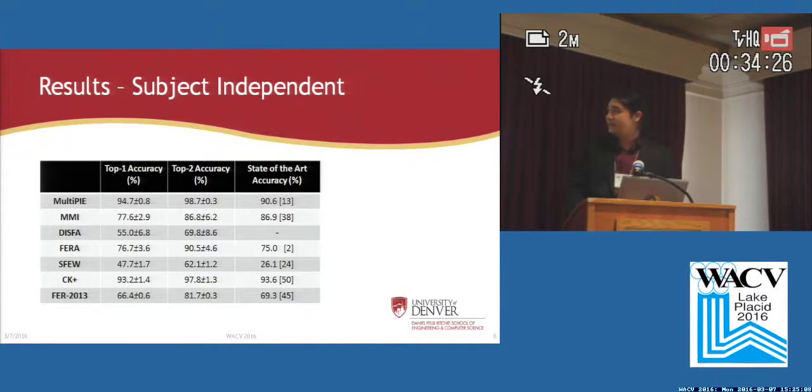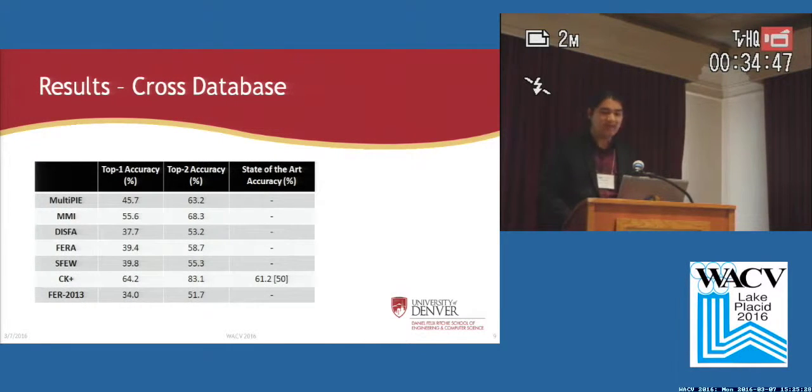So we got these results on our databases. We had very strong results comparable to state-of-the-art accuracy, particularly on SFEW, which is a database that is in the wild itself. This is subject independent, so this is our traditional evaluation. We also did cross-database results, of which there are not a lot in the state of the art. However, you can see that we have very strong results even in cross-database. These are networks trained on images from databases that are then evaluated on a database they haven't seen.